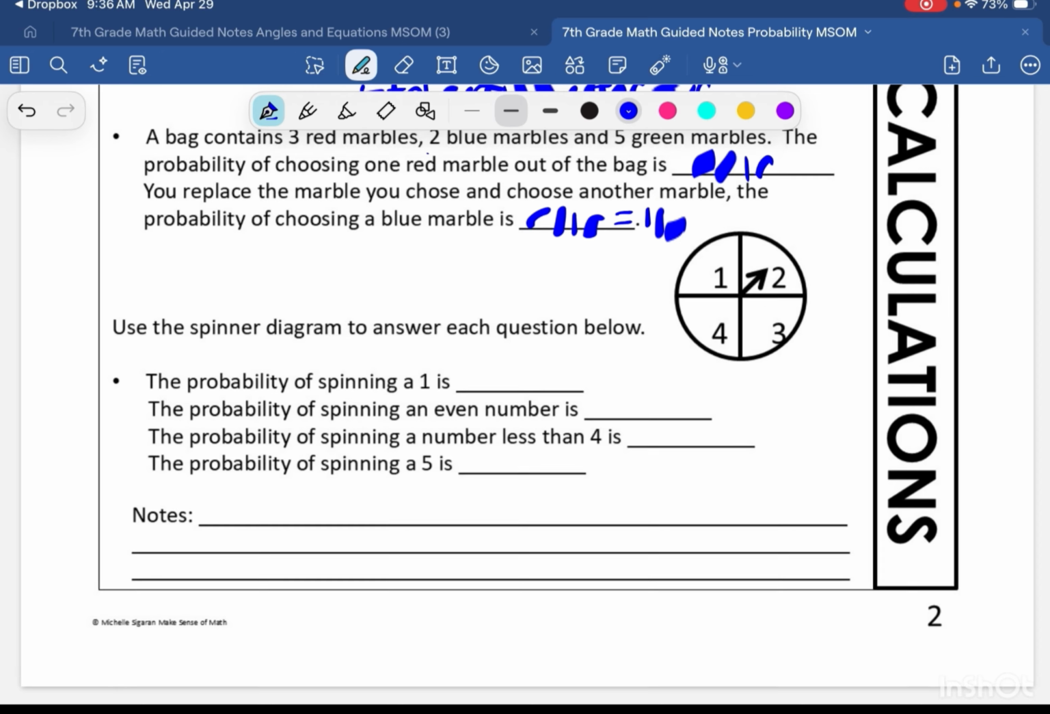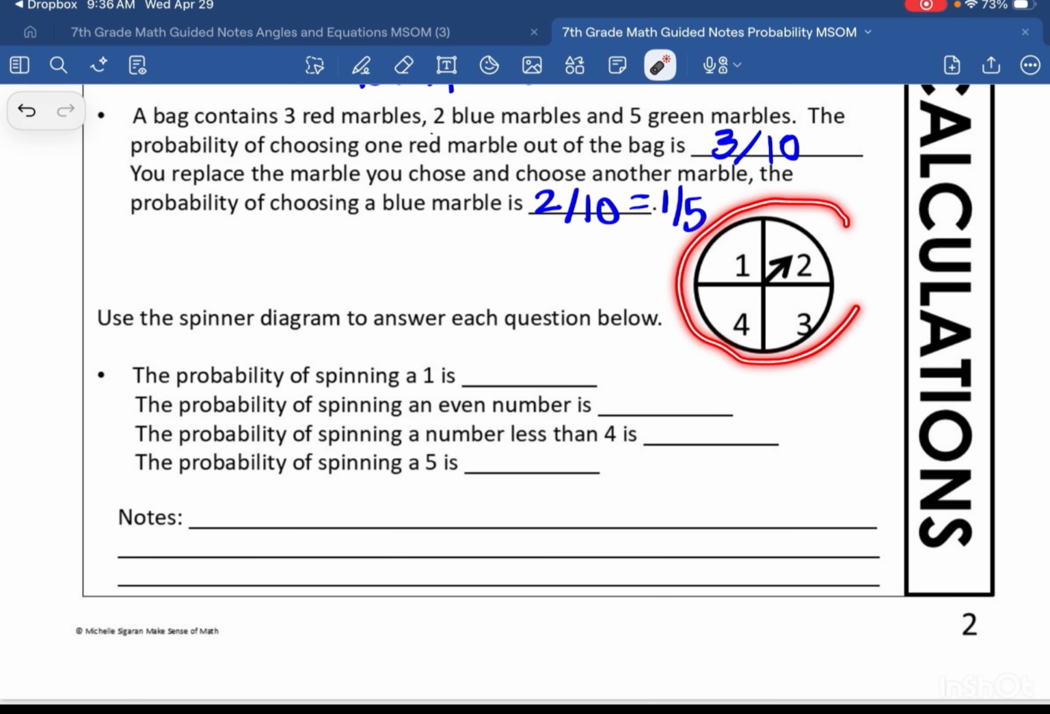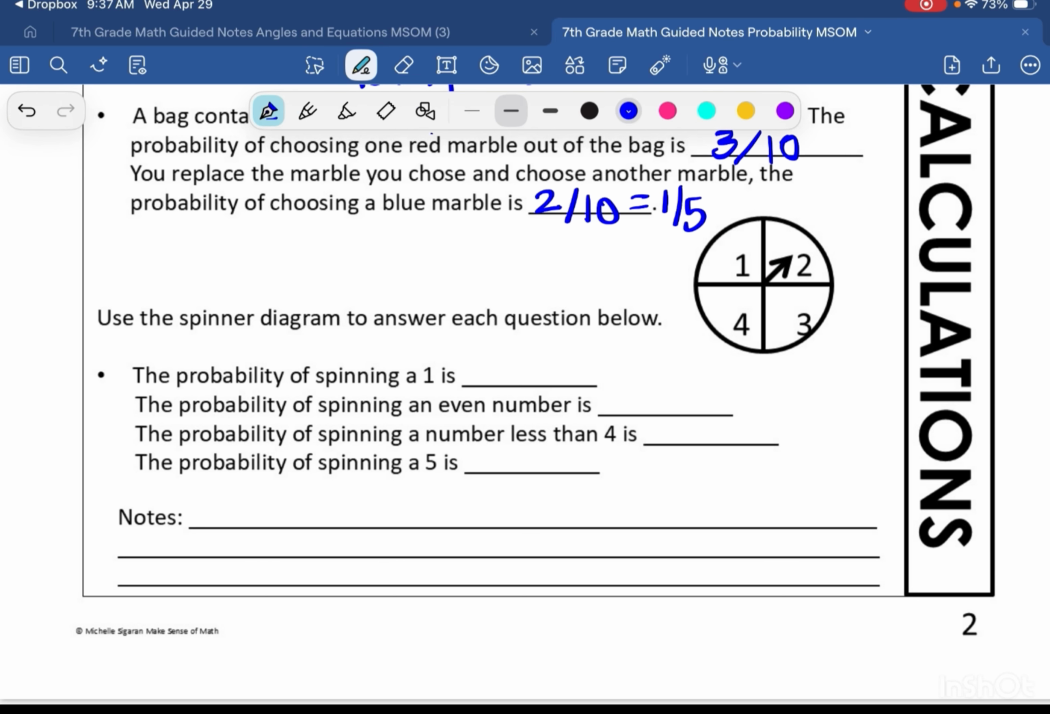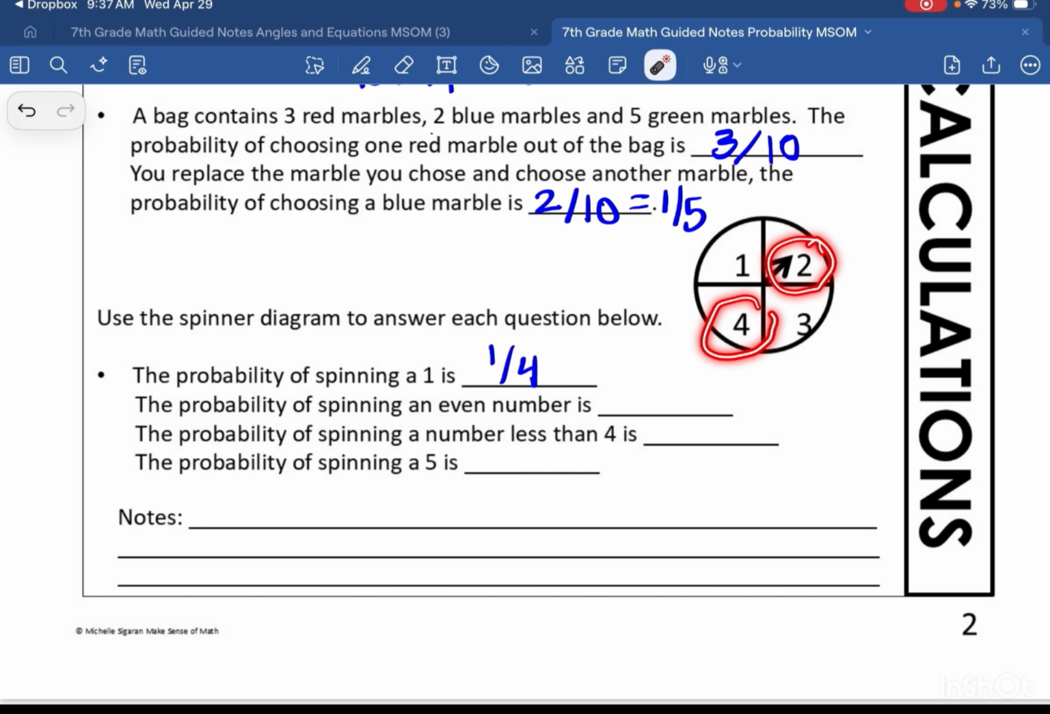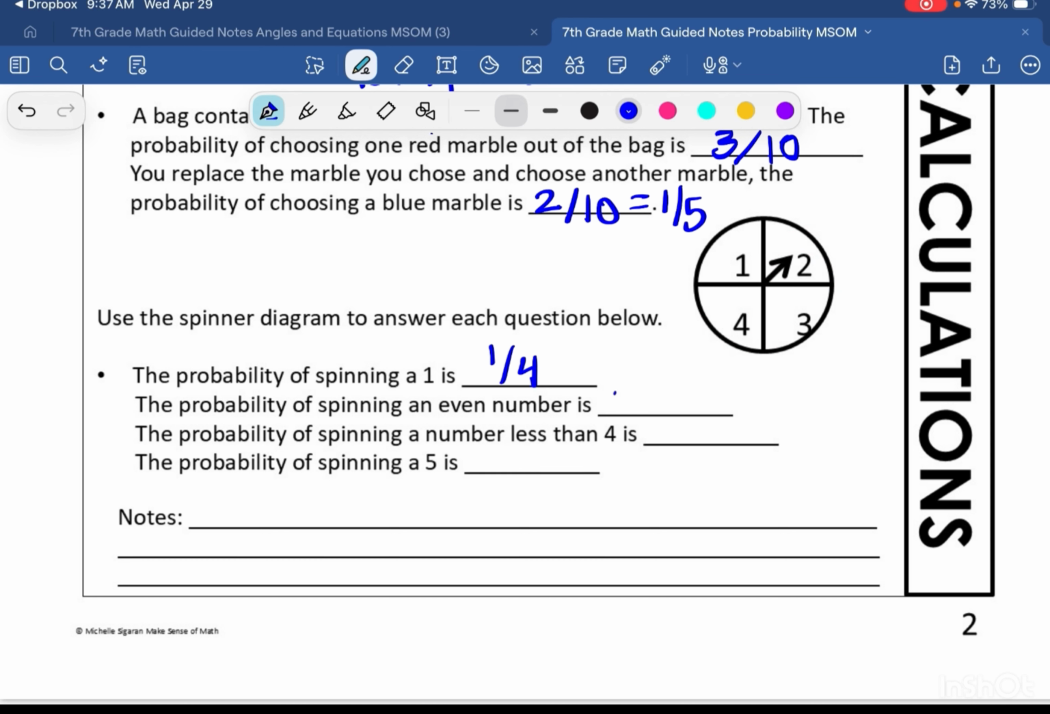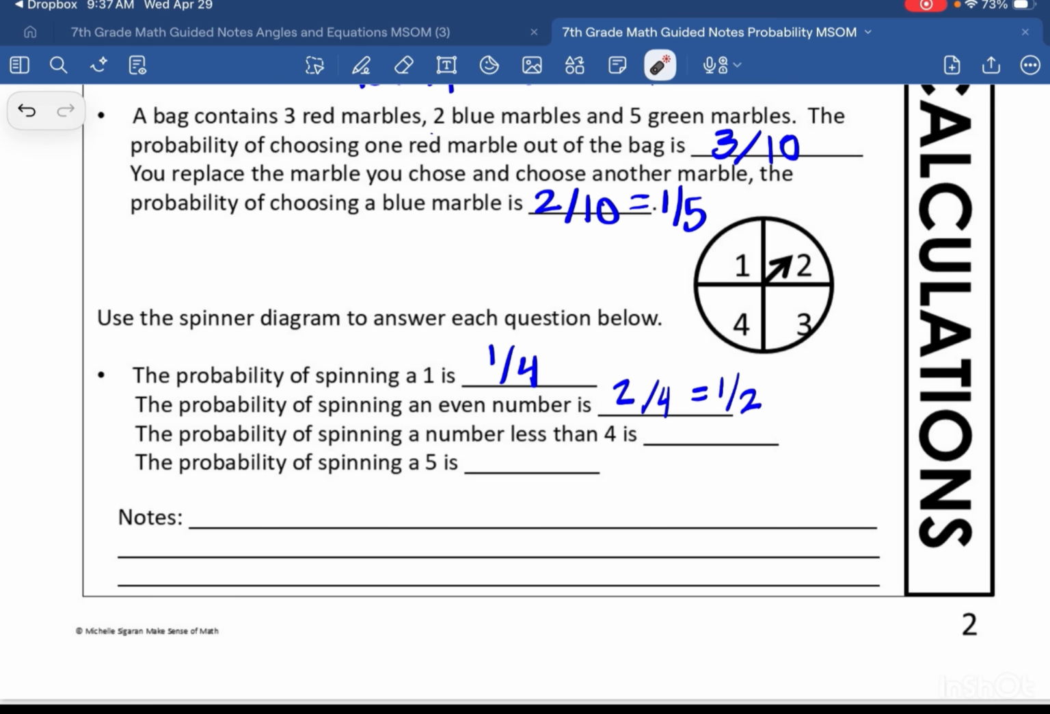Let's go on to this spinner. We're going to use this spinner right here to answer these following questions. The probability of spinning a 1 is, so there's only one 1 that I can spin out of how many different possible outcomes? 1, 2, 3, 4, so 1/4. The probability of spinning an even number, well, an even can be a 2 or a 4. So the probability of spinning one of those is 2 out of my total possible outcomes, 4, which can be reduced to 1/2.